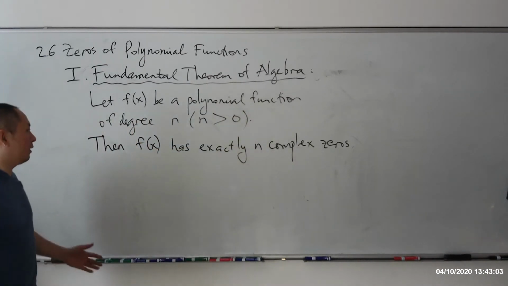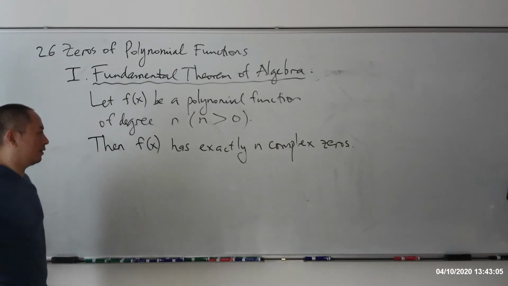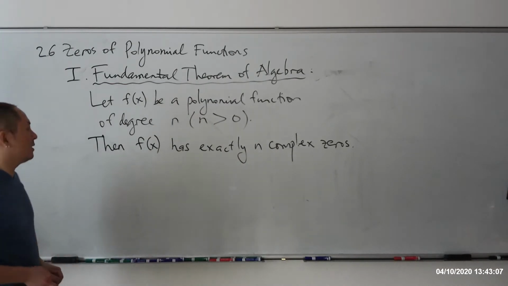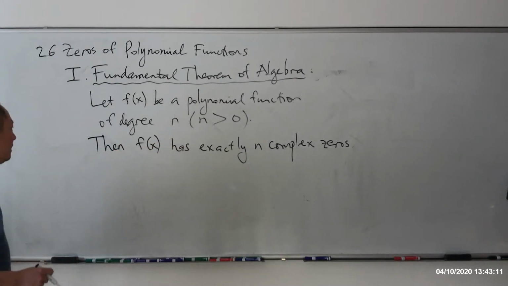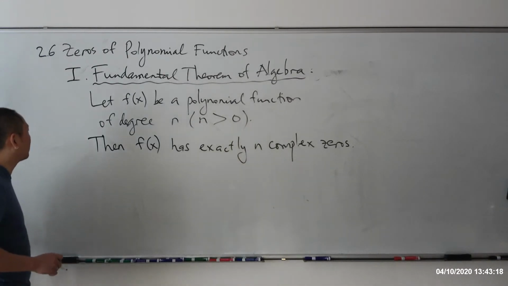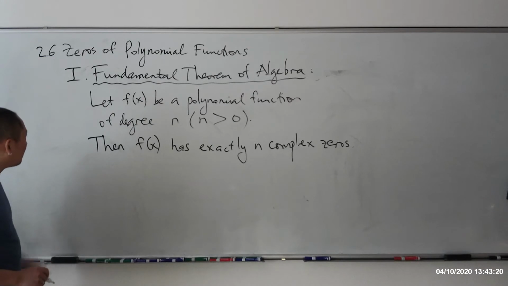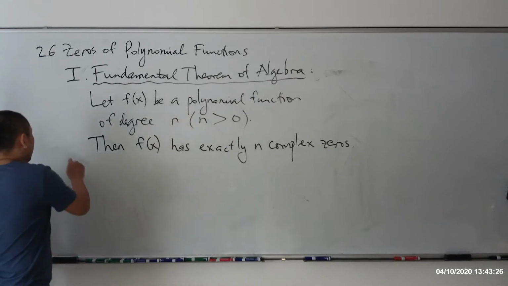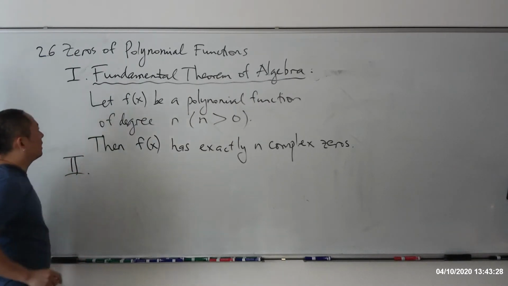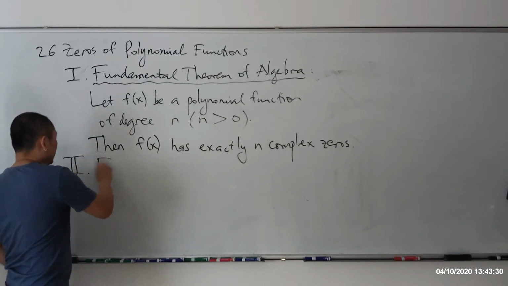So with degree 5, you know there are going to be 5 complex zeros. Degree 1,000 is going to give you 1,000 zeros. Degree 0 gives us 0 zeros. No zeros at all. That's the third theorem, called the fundamental theorem of algebra. It is about polynomial functions, and the same condition right here, degree n, or n greater than 0. We move on to the second theorem, called the factorization theorem.